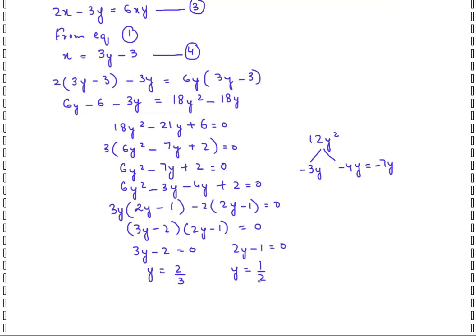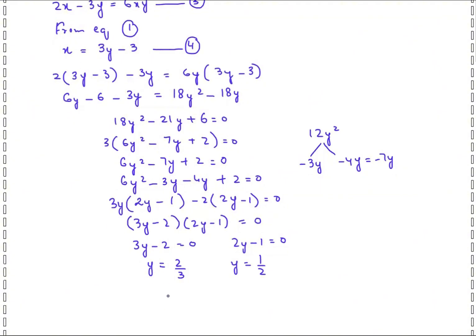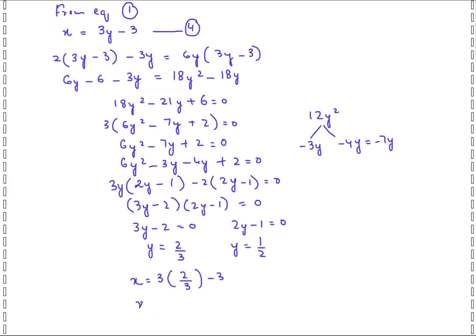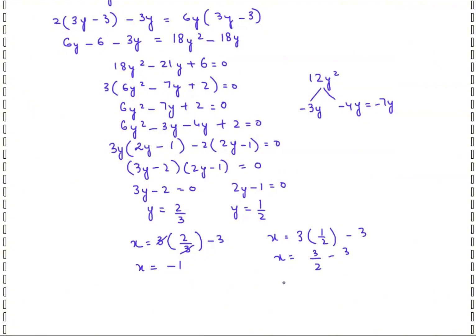To find out the values of x, we will substitute these values of y in equation 4. x is equal to 3 into 2 upon 3 minus 3. So x is equal to 3, and the 3s would be cancelled out. 2 minus 3 is minus 1. x is equal to 3 into 1 upon 2 minus 3. x is equal to 3 upon 2 minus 3, which is equal to minus 3 upon 2.